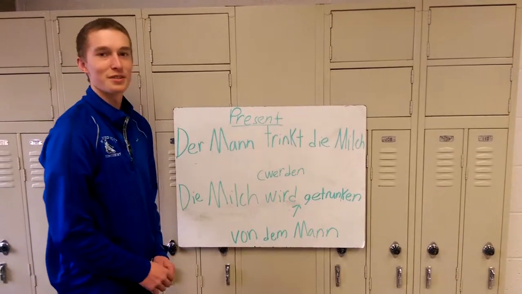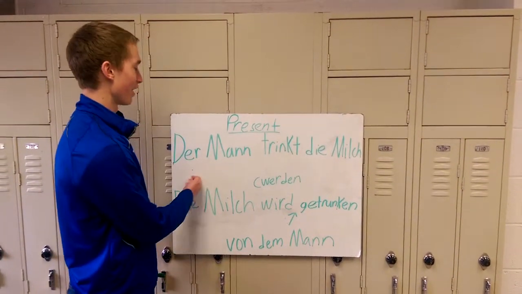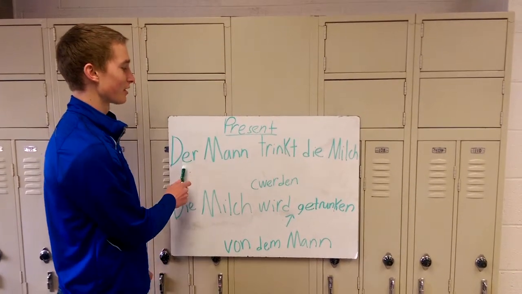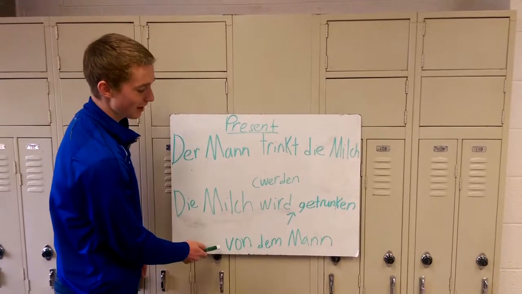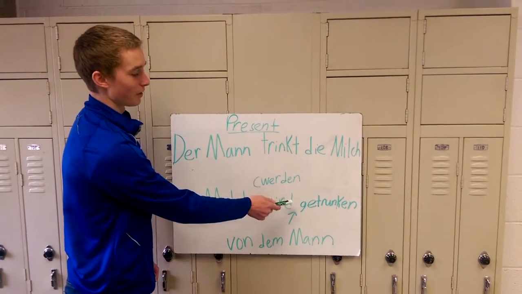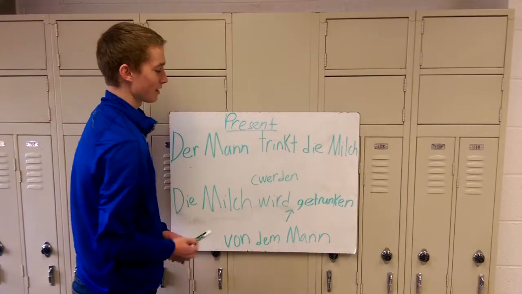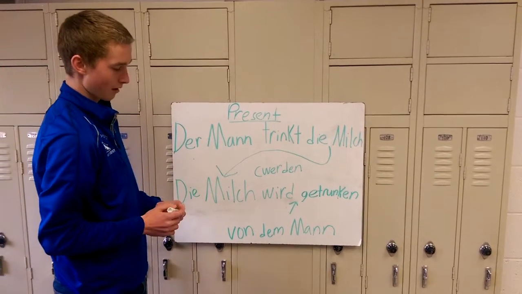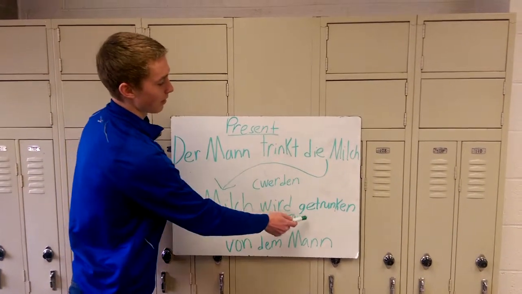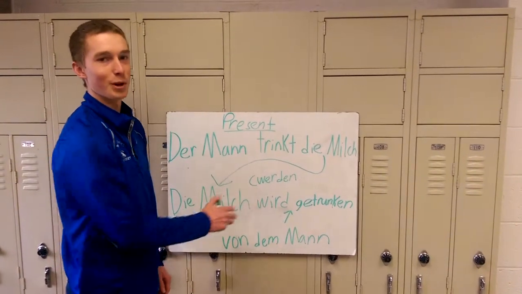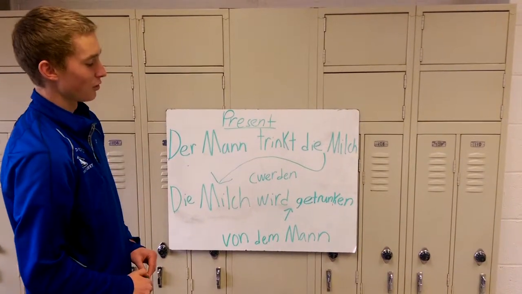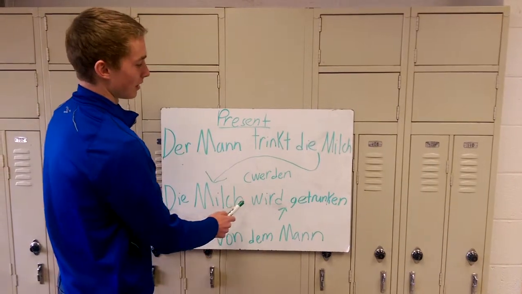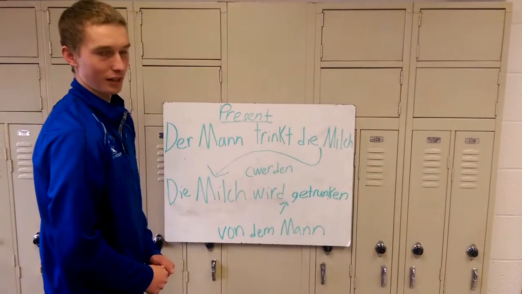So this is the present tense for passive. So here's the normal sentence. Der Mann trinkt die Milch. So in the passive sentence, the subject disappears and it can be added using von in the middle of the sentence, and the object of the sentence becomes the subject. And we use wird and the past participle of the verb to create a sentence. And this sentence would say, the milk is drunk.